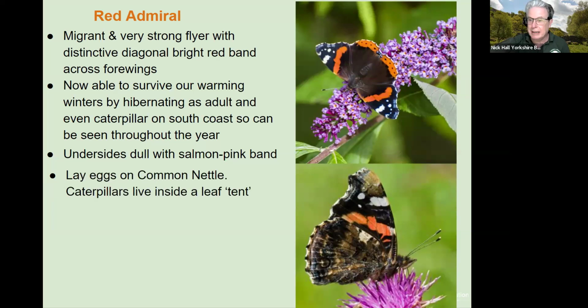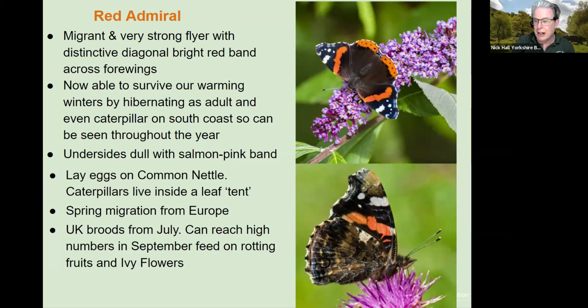Lays its eggs on common nettle, and you quite often will see them if there's a lot of them around, you'll see leaf tents in the tops of nettles, like they've woven the nettle together. Spring migration comes from Europe. Most of the ones we get are European, and the brood really builds up when we get to July. Numbers really begin to build up with migrants. And you see them on rotting fruit and ivy flowers when we get to September.